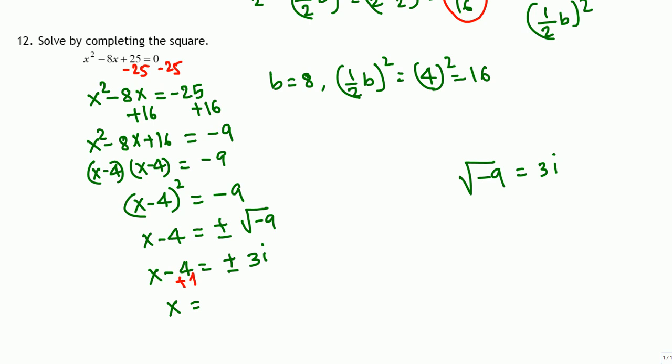So x equals 4 plus or minus 3i, since the 4 cancels on the left. In fact there are two answers, 4 plus 3i and 4 minus 3i. This is the final answer.